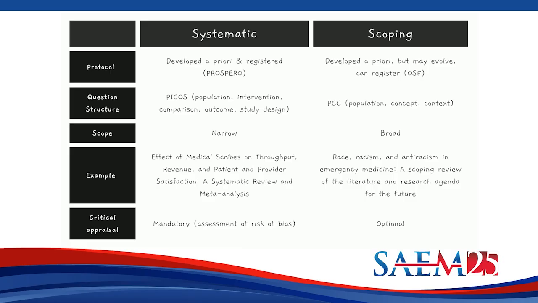Whereas critical appraisal is mandatory in systematic reviews, where you actually do an assessment of the bias of the studies that you're including. That's an optional portion of a scoping review.